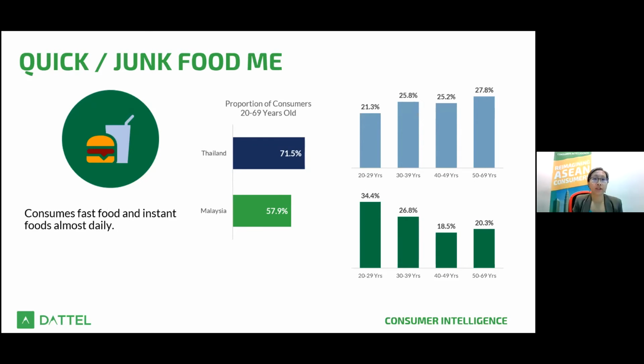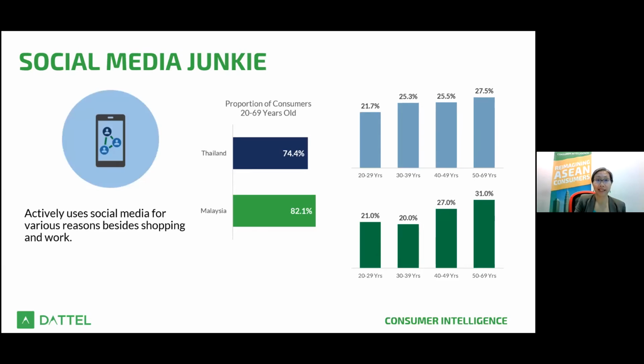And then quick junk food me, which is I think the fifth. This one I think speaks for itself. It's just basically people who consume fast food on a regular basis and instant foods, almost on a daily basis. And what's interesting here is we see the proportion is much bigger in Thailand. In Malaysia, we've got about 58% who are quick junk food me individuals. And again, we're seeing a similar pattern of behavior as well. It tends to be higher for Thailand, it tends to be higher among the older age groups. And then in Malaysia, it tends to be higher among the younger age groups. So there are some interesting patterns to be seen already.